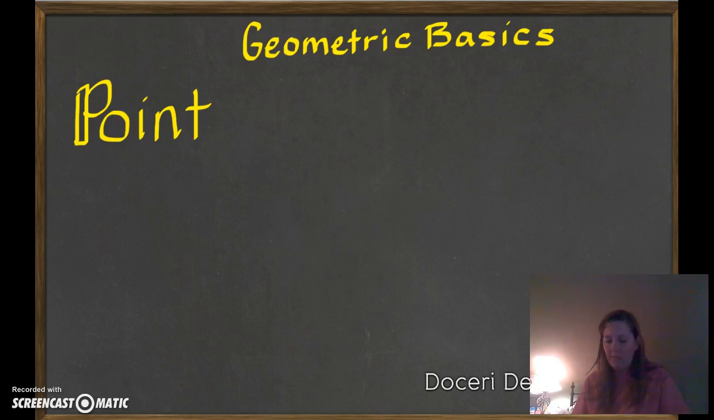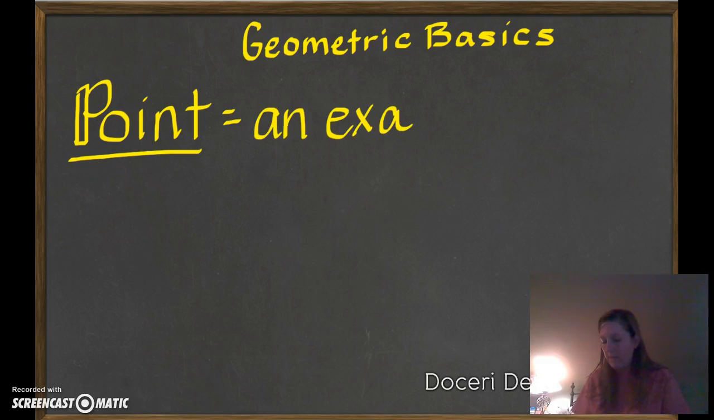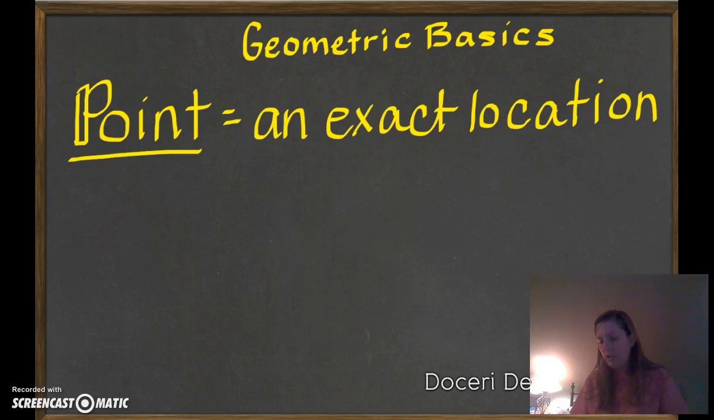So what's a point? Points are the most basic geometric item that we're going to be talking about. And a point is an exact location in space. So you can write that definition beneath the word point, an exact location in space.